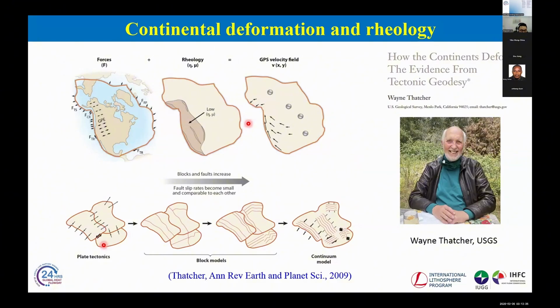As we can see, from plate tectonics, which is a kind of rigid block model, to the continuum model proposed by Professor Philip England, the viscous sheet model, there is a lot of transition between them. So it focuses on block models, just like western China. This is controlled by the rheology of the lithosphere.